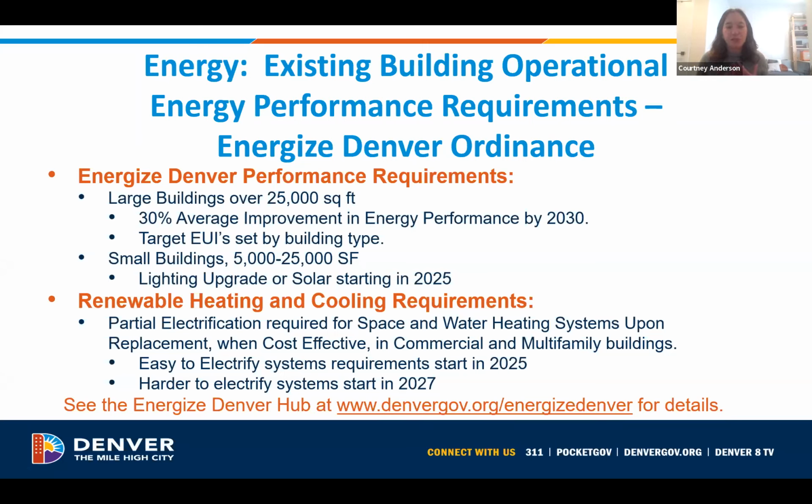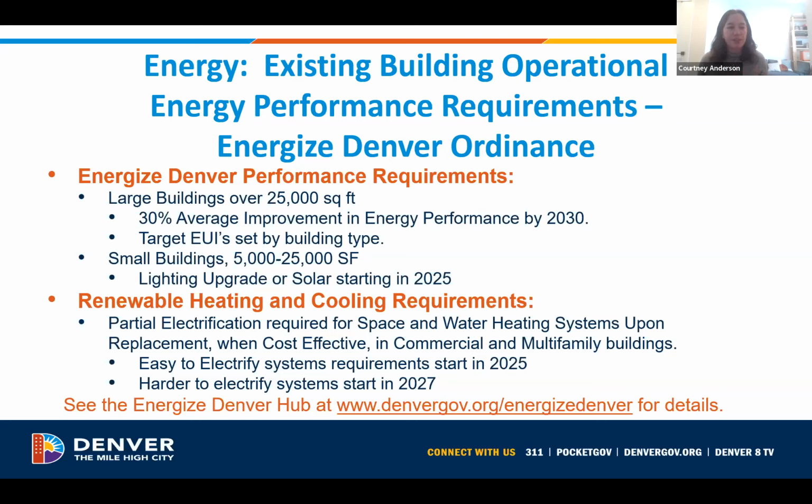Okay, great. So I think you all saw this slide last week in the orientation. I did just want to touch base on, again, how it interlays with what we're doing in this committee. So this is for the Energized Denver Ordinance. It's for existing commercial and multifamily, so not single family homes. There's 2 sides to it. There's the performance requirements and the heating and cooling requirements. Performance requirements are for large buildings over 25,000 square feet. There's a 30% average EUI improvement for 2030. And there's different targets for different building types.